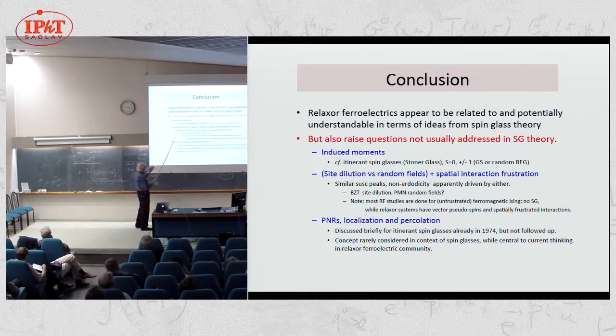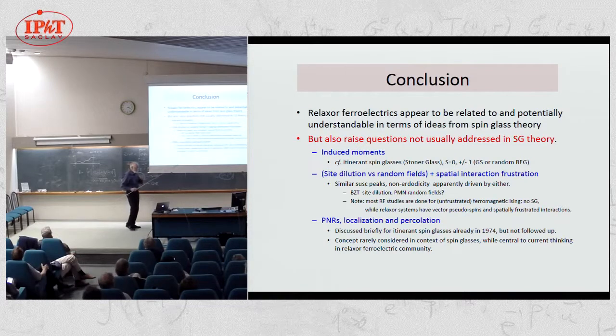And so, as I said, site dilution versus random fields plus spatial interaction frustration, all those things lead to similar susceptibility peaks, non-ergodicity, apparently driven by either of this or that, or of course the combination. And then the PNRs, as I said, are related to these percolation type of problems, which are rarely considered ever in the context of spin glasses.